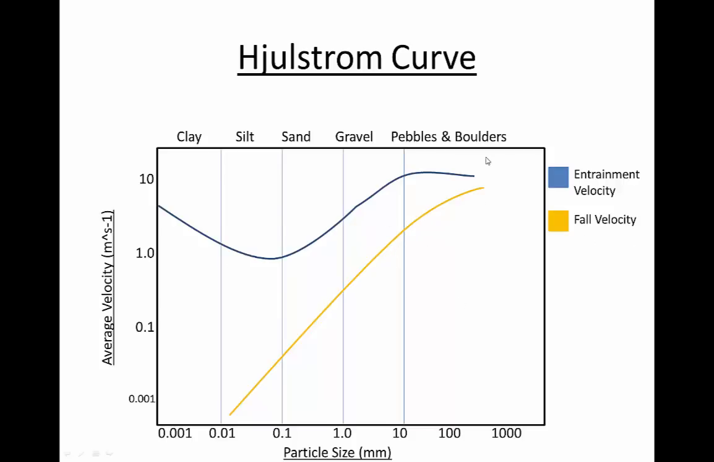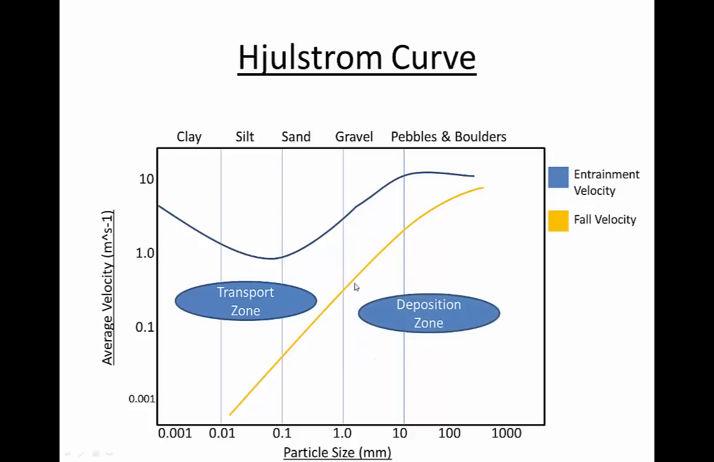The same goes for the entrainment velocity. If we have a velocity higher than the entrainment velocity, then we are likely to get erosion. However, if it's lower, the sediment is only going to be entrained and transported. So we can call this the transport zone because it's above the fall velocity, so it's not being deposited, and it is below the entrainment velocity, so it's not being eroded. If, like we've said, we have sediment below the fall velocity line, we are experiencing deposition, and over the entrainment velocity, we are experiencing erosion.